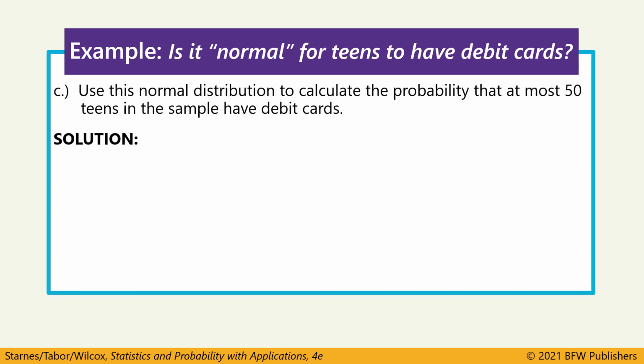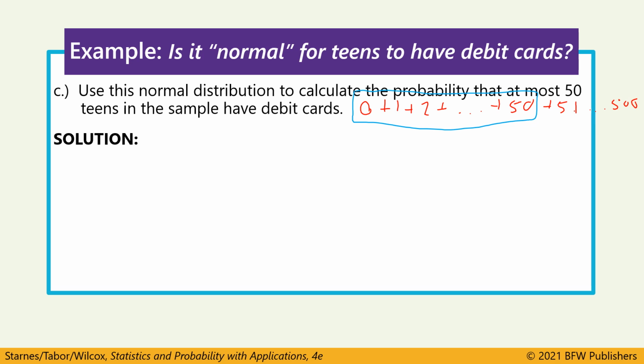Now part C asks, what's the probability that at most 50 teens in the sample have debit cards? Let's think about this for a second. If we were doing it with a binomial distribution, we would have to add up all the probabilities from 0 up to 50. And that would be the short way, because the other ones that aren't included here are 51 up to 500. So that would be a whole bunch of equations to plug into and add up. That's way more work than we want to do.